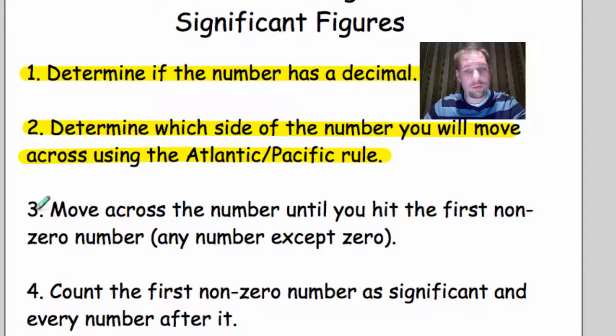The third step is moving across the number. After we've determined what side we're going to start on, either the Atlantic or Pacific side, we're going to move across the number until we hit the non-zero number. You'll see examples as we're doing these problems, and we'll reference these guidelines. And our last step is once we've hit the first non-zero number, we count up that number and everything after that as significant.